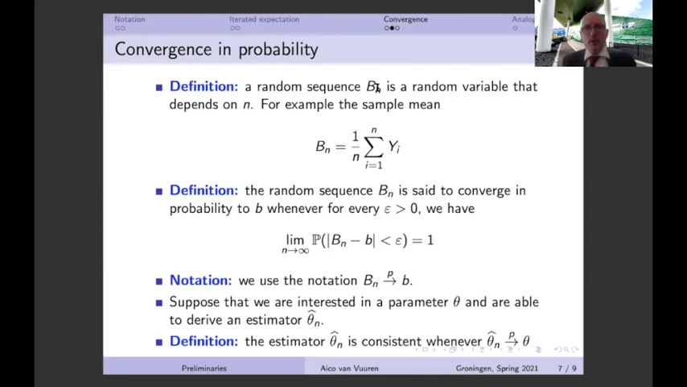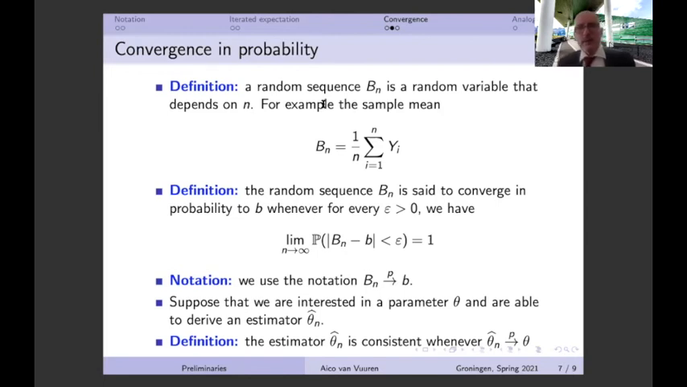So that means, of course, that if a random sequence depends on n, well, that of course doesn't mean that, since it's a random variable, the outcomes depend on n. What it actually means is that the distribution function of Bn, of course it has a distribution function, depends on this n that we have over here. Where n, by the way, I haven't said that yet, typically is denoted as our sample size.